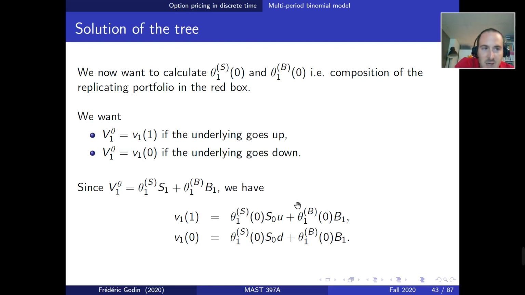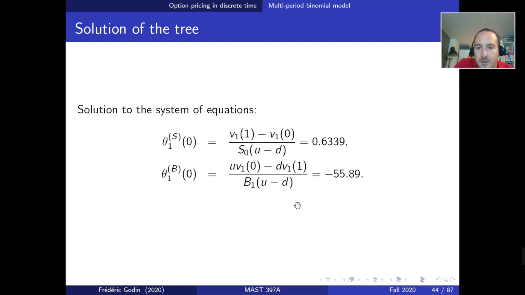So you can again solve this system of equations, and if you do that, you can isolate the value of theta 1 S0 and theta 1 B0, which are respectively the number of shares of the risky and risk-free asset at time 0. So 1 means between time 0 and time 1, so this is decided at time 0. And this 0 in parenthesis means exactly 0 upward movements of the stock previously. So you can isolate these values in the previous system of equations.